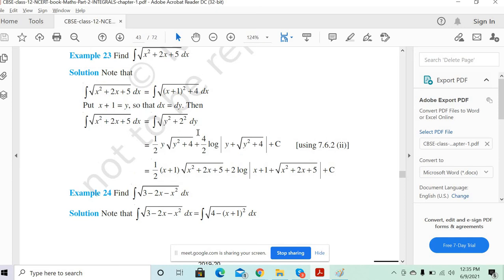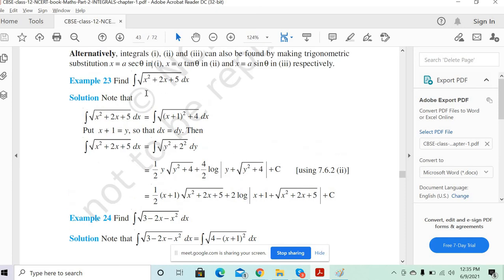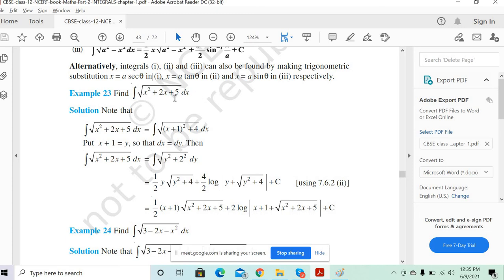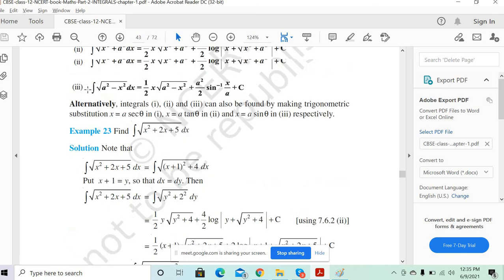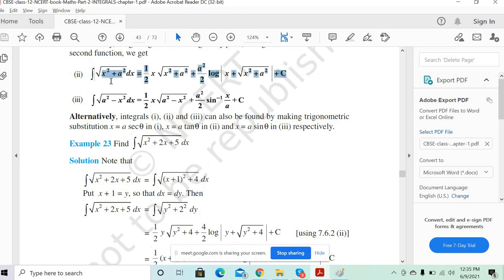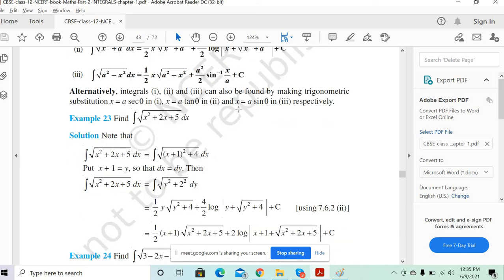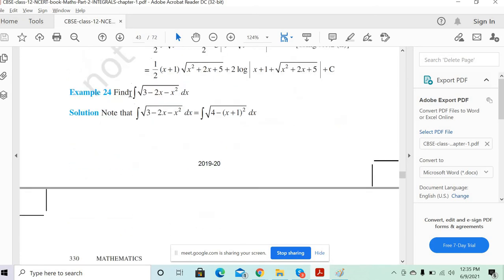So the whole solving mechanism of these kinds of questions is just to bring it in the form of x square plus a square, this formula. Then after that it is just copy paste half x square root of x square plus a square, correct? Nothing else. Okay, so let's try example 24 now.